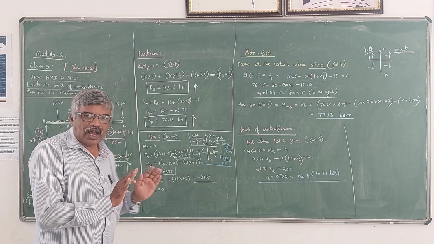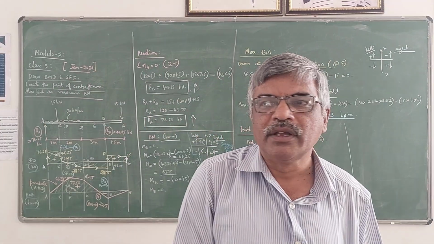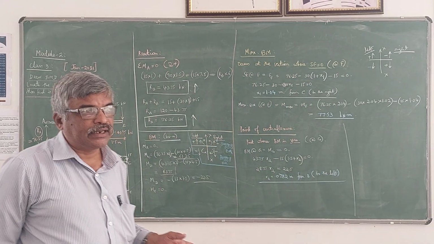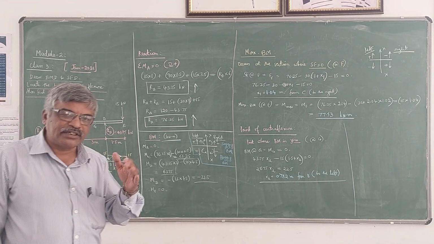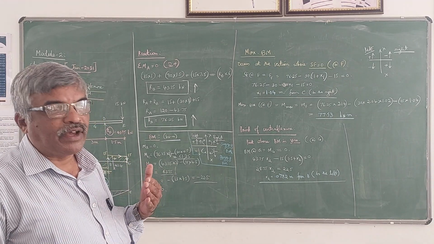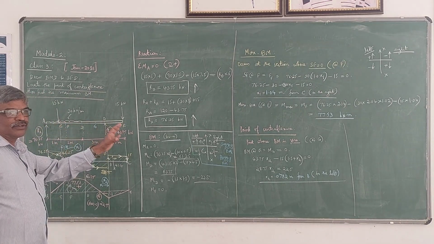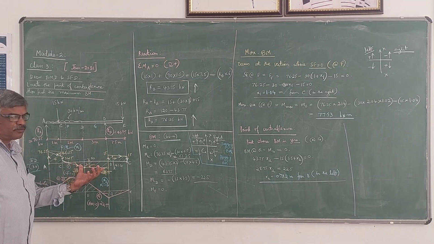In the last class I told you about the profile of the shear force diagram and bending moment diagram. The shear force diagram is a straight line for point load as well as for UDL, whereas it's a parabola for uniformly varying load or triangular load. But in this problem, only UDL and concentrated load are given, so all the points you have to join by straight lines only. So this is the shear force diagram.